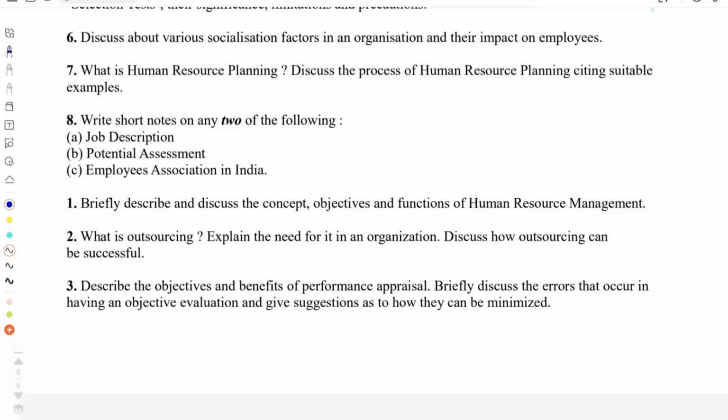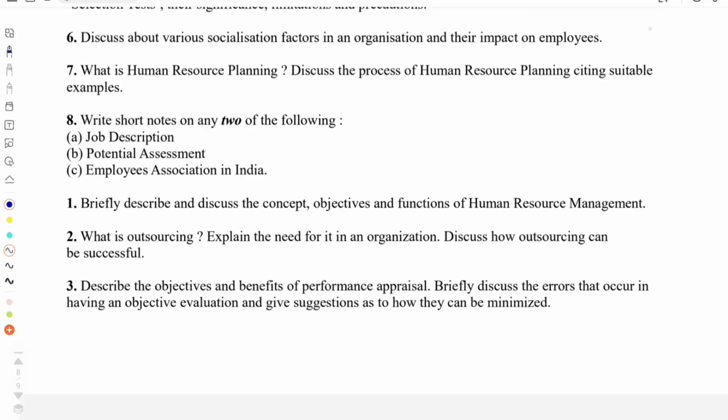The next is potential assessment again. It is a way to assess the potential of the candidate. Then employee association in India. Associations are organizations of employees that are concerned primarily with the welfare and recreational activities of employees. Okay, so it is not a recognized association like trade unions. So that is Employees Association of India.